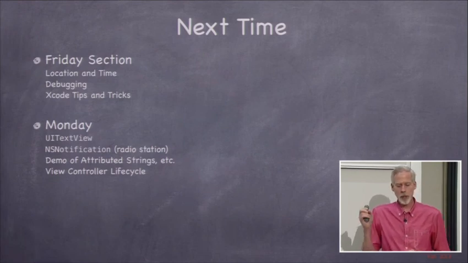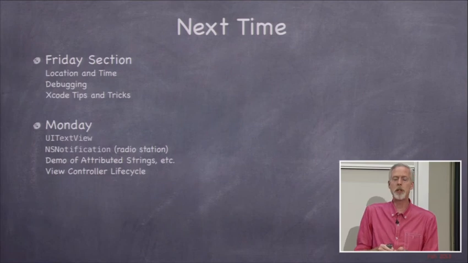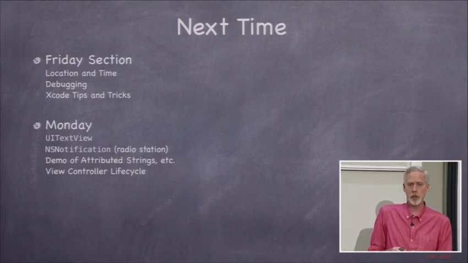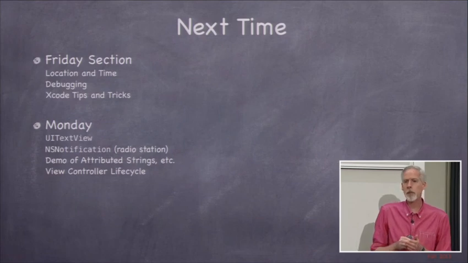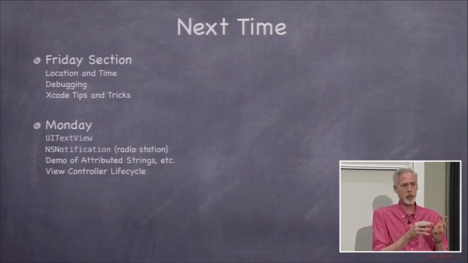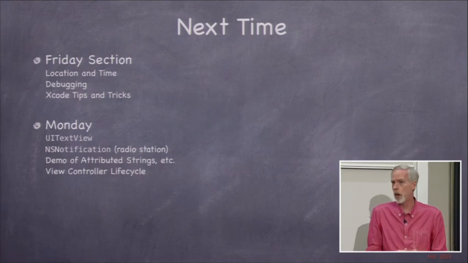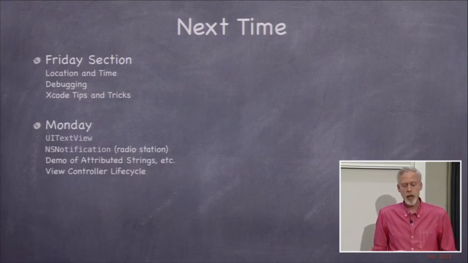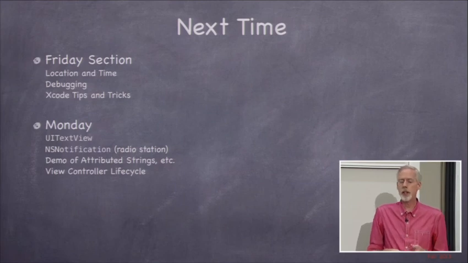Next Monday, I'm going to talk about UITextView, since it's the most important user of NSMutableAttributedString. And then I'm also going to talk about the radio station from MVC. Remember that MVC model? I told you that sometimes communication happens by radio station, where you broadcast and some other objects tune in. We're going to talk about doing that. And then I have a big demo that does attributed strings and text views and all that stuff.